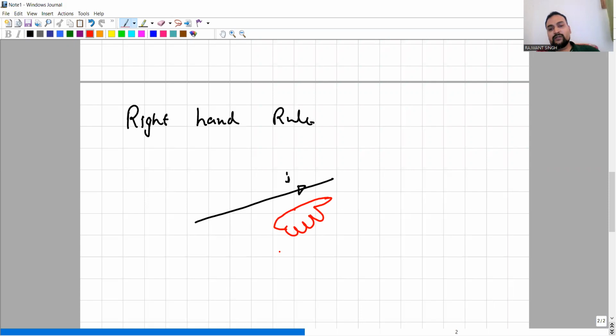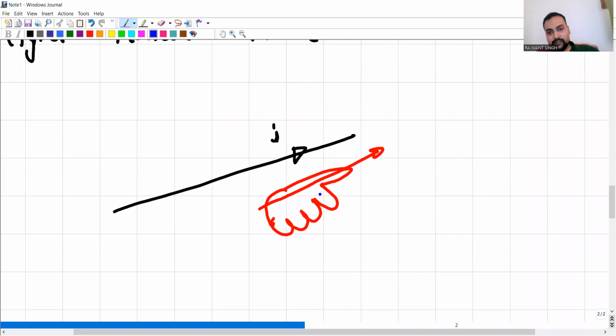Okay, this will be a 4 fingers. So you see the thumb is actually moving in the direction of the current. It is in the direction of the current, and your fingers, if you look closely, are going down. Okay, your fingers are going down. So when the fingers go down, what happens?